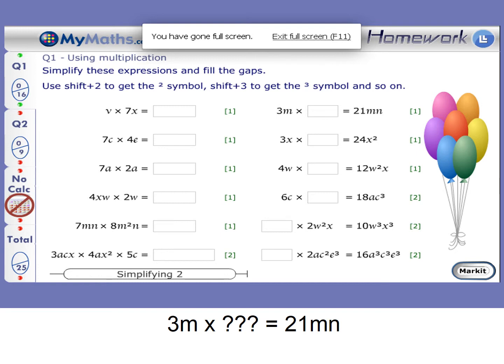Then we look at the letters. I've got 1m on the right-hand side. I can see 1m on the left-hand side. I don't need to add any more. But I can see that I've got 1n on the right-hand side, so I must add that to balance it. So I end up with 3m times 7n equals 21mn.